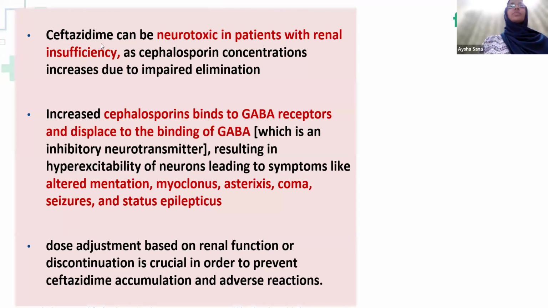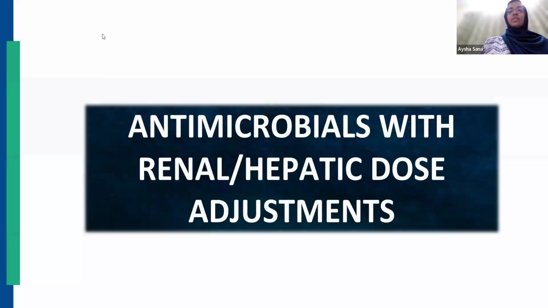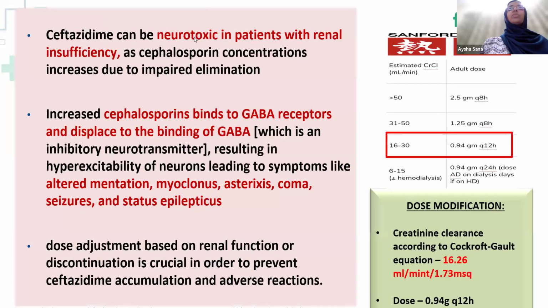As the patient was on ceftazidime, it is understood that ceftazidime can be neurotoxic in patients with renal insufficiency, as cephalosporin concentration increases due to impaired elimination. Increased cephalosporins bind to GABA receptors and displace the binding of GABA, which is an inhibitory neurotransmitter, resulting in hyperexcitability of neurons, leading to symptoms like altered mentation, myoclonus, asterixis, coma, seizures, and status epilepticus.